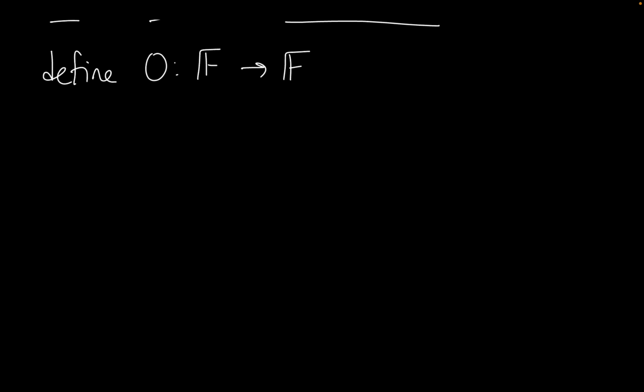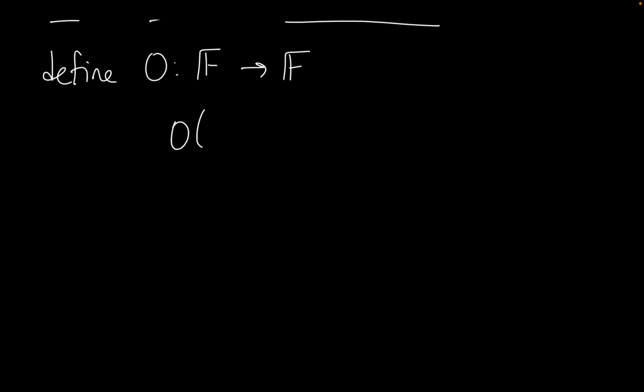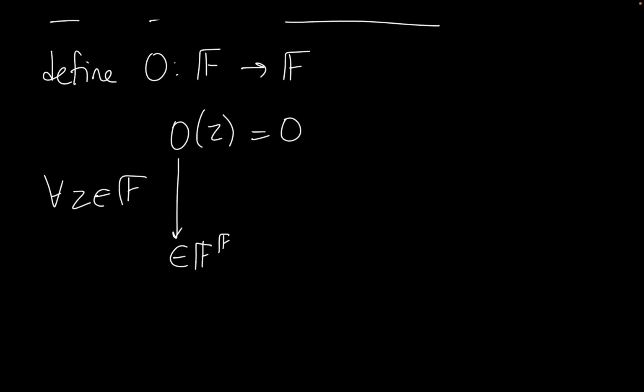And if you're able to make sure that this function definition is valid, then obviously this function clearly will exist in F to the F. So let's define it as 0 of z is equal to 0 for all z in F. It's a very simple definition, but note that 0 here is a function on the left hand side. It's a function from F to F. 0 on the right hand side is a scalar. It's a member of a field. So these are two different zeros.